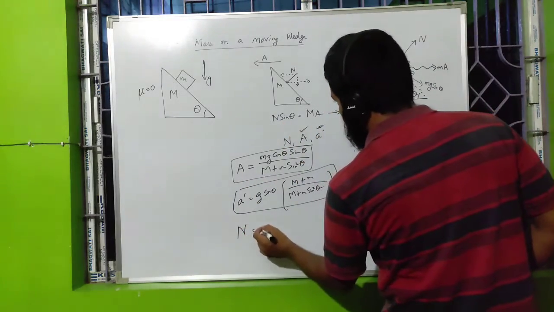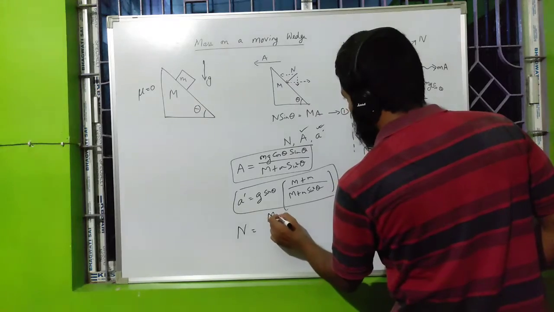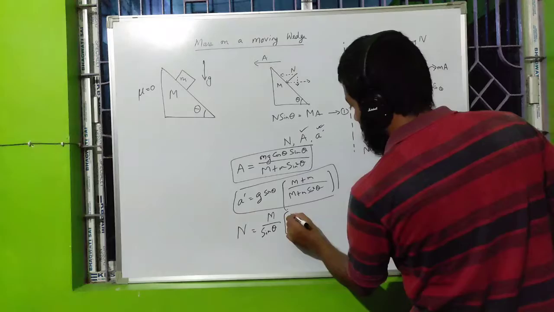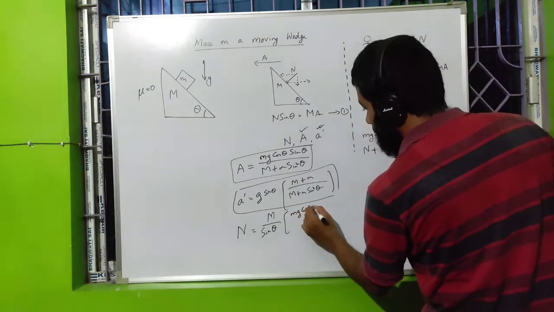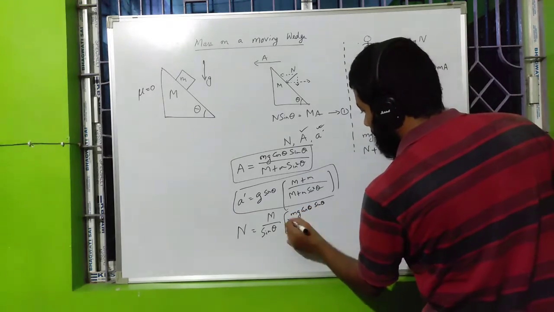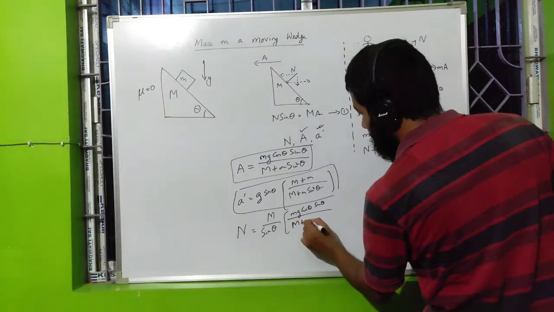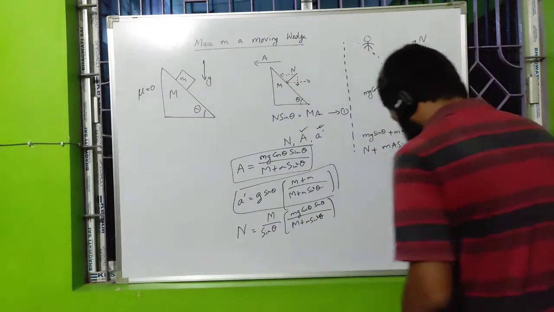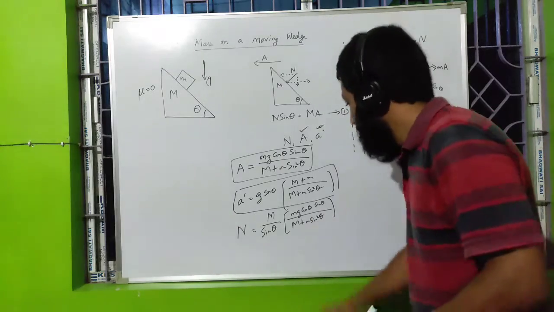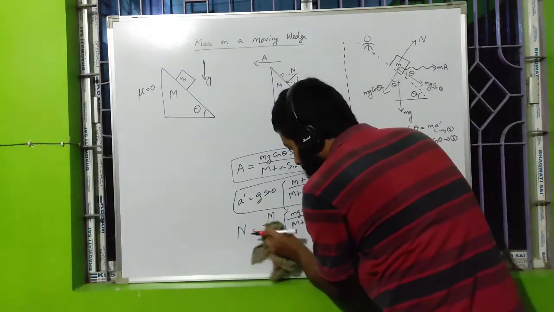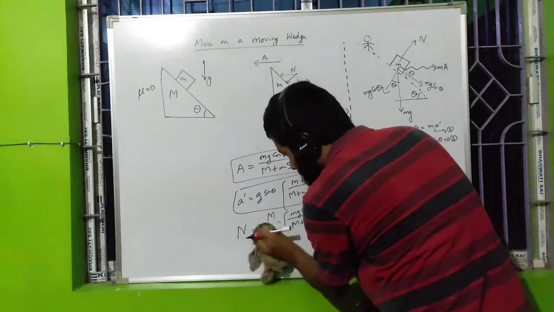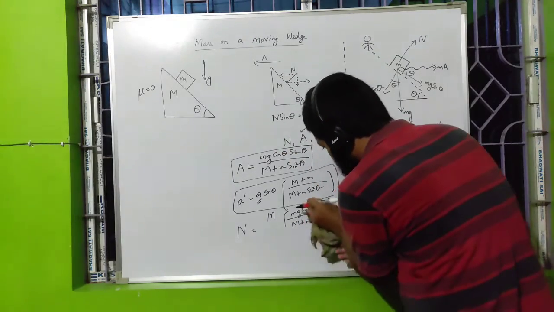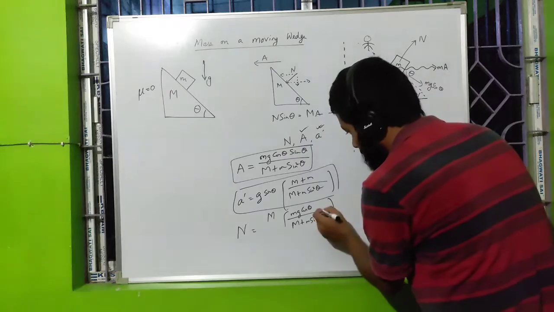N is equal to, from equation 1, m by sin theta into mg cos theta sin theta by M plus m sin square theta. So ultimately you see sin theta gets cancelled out, and this is what remains.